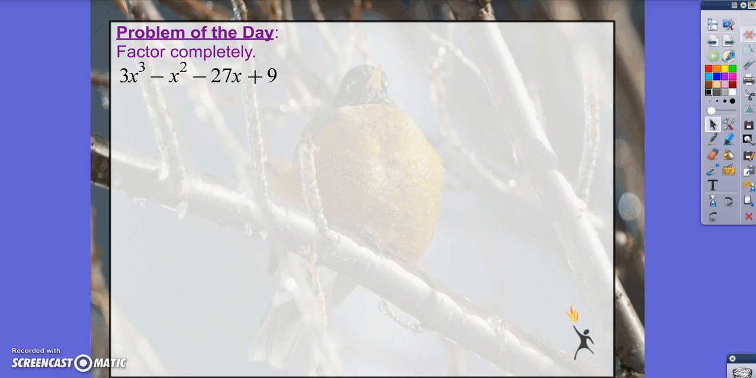Okay, so finally we're on the last part of 5.4, part 4, sort of wrapping up everything with factoring and solving polynomial functions. So take a look at the problem of the day. I want you to factor completely. Make sure you pause the video, and don't forget that this is the first problem in your homework at the end of the lesson.